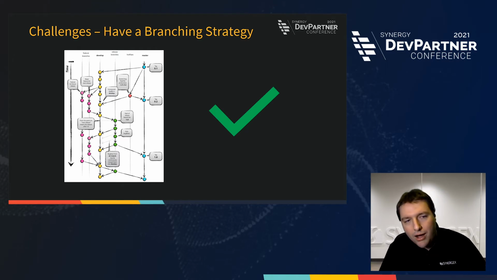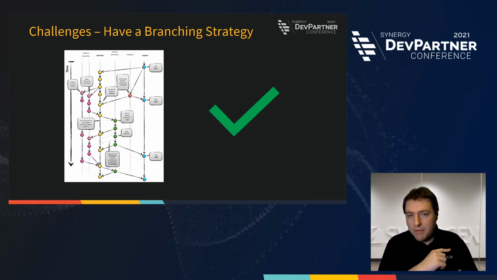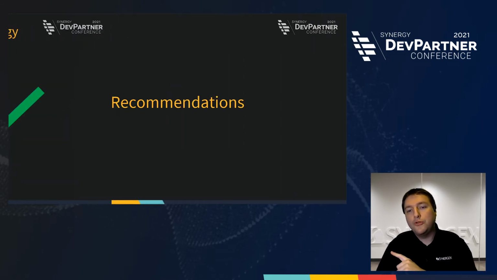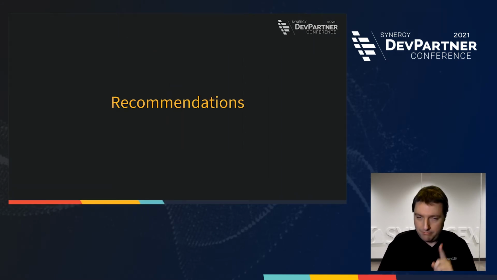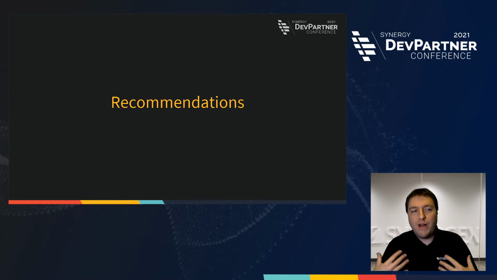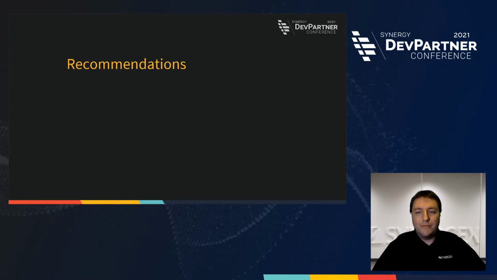Okay, on to recommendations. Git flow was not a recommendation. It was an example solution for a challenge. Distinction. My first recommendation, don't host your Git sources on premise. Just don't do it. I know.